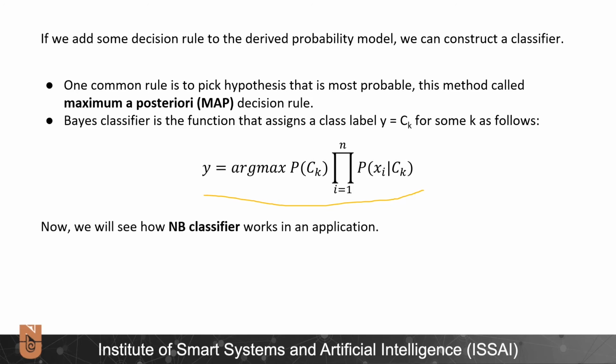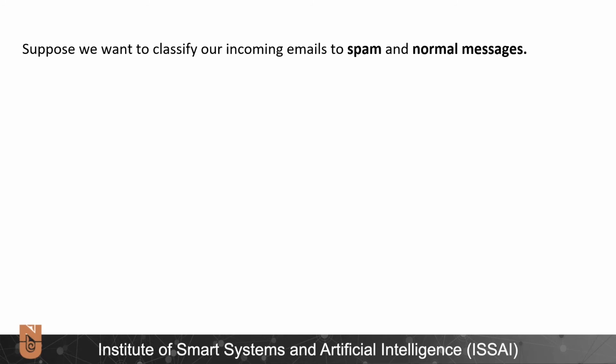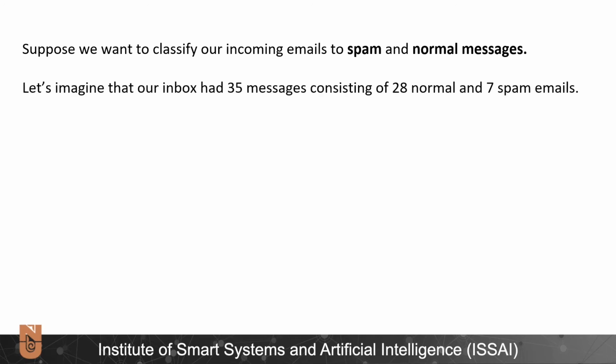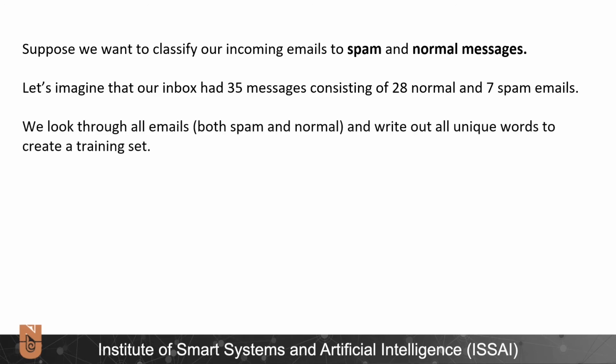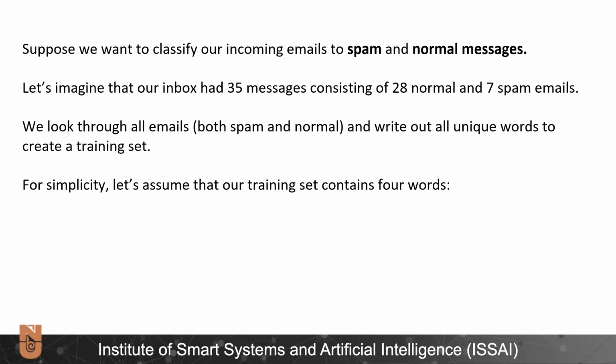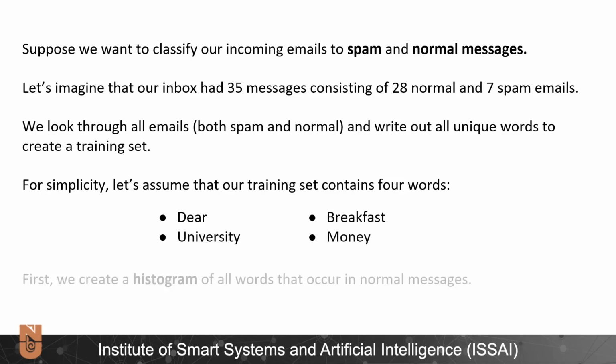Now we will see how the naive Bayes classifier works in an application. Suppose we want to classify our incoming emails into spam and normal messages. Let's imagine that our inbox has 35 messages, consisting of 28 normal and 7 spam emails. We look through all the emails, both spam and normal, and write out all the unique words to create a training set. For simplicity, let's assume that our training set contains 4 words: dear, university, breakfast, and money.